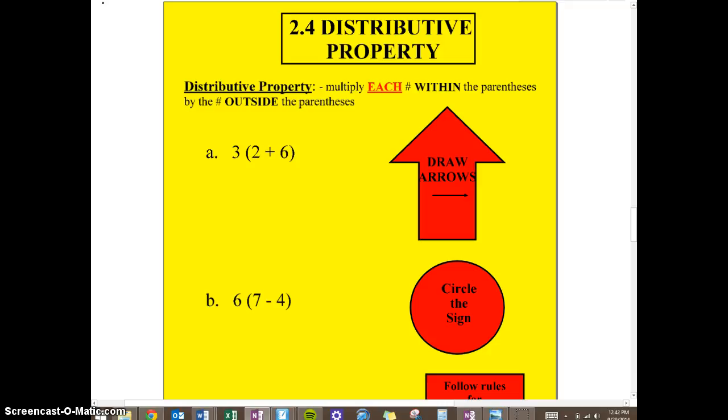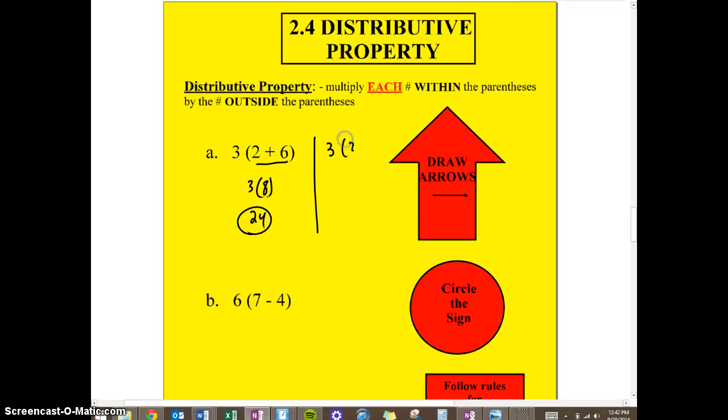And if you look at problem A, you would first of all think, well, Mr. A, I would just use the order of operations. I would think, say, 2 plus 6 is 8, 3 times 8 is 24. Exactly right. You can always solve that problem that way.